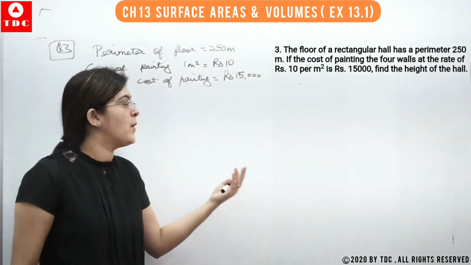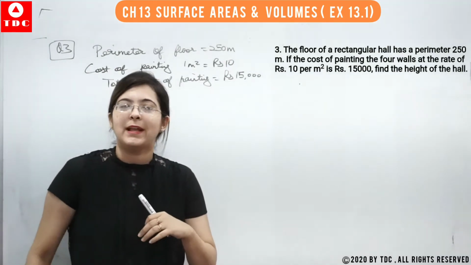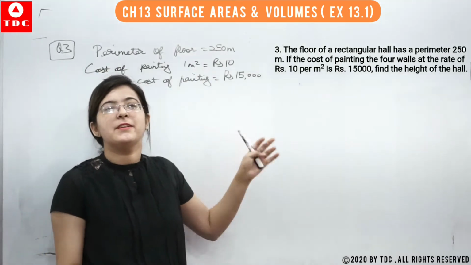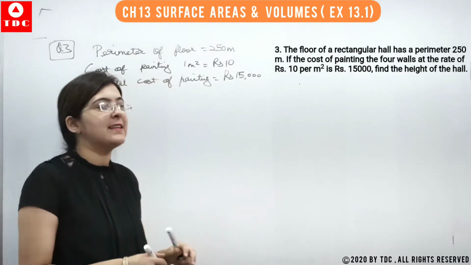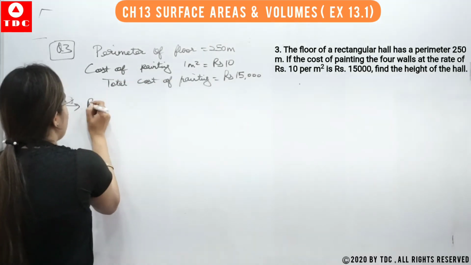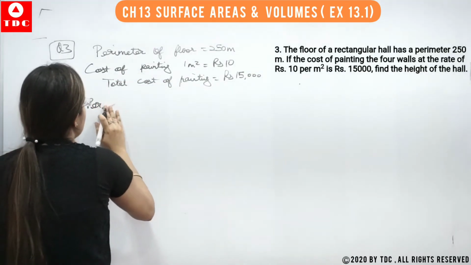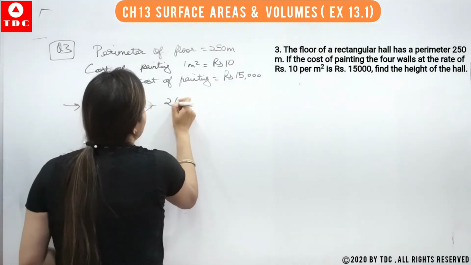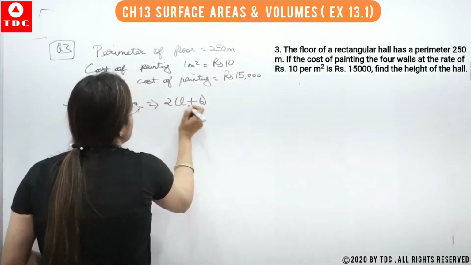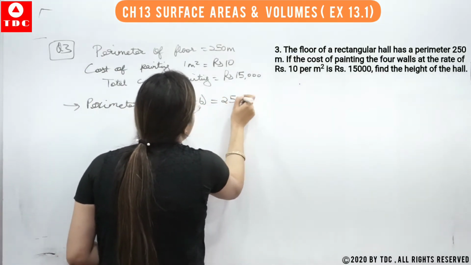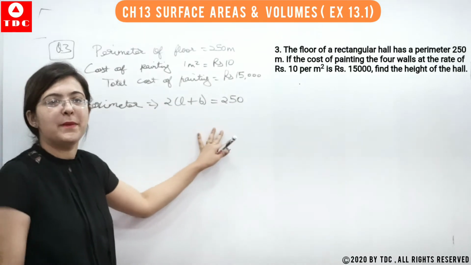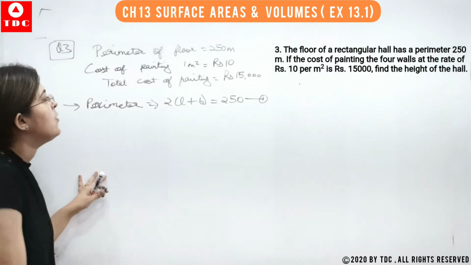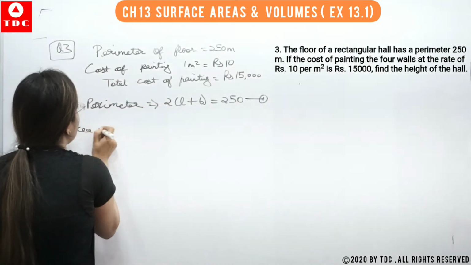Till now, what was it? Area. We need to calculate the area and the cost. But here the cost is given, so we can find out the area. Let's see how. First of all, we know that the perimeter, because it is in the shape of a rectangle, will be equal to 2 times length plus breadth. So 2(length plus breadth) will be equal to 250. Give it equation 1.